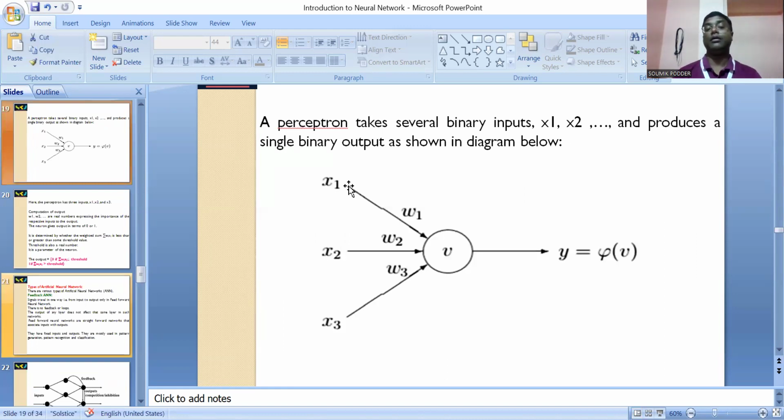So this is the pictorial presentation of the perceptron. Suppose I have taken three inputs, x1, x2, x3, each having a different, unique weight: x1 has weight w1, x2 has w2, x3 has w3. Their products will go to V, that is the neuron. The neuron will produce the output Y. So Y can be written as some function of V. This function is called the activation function.